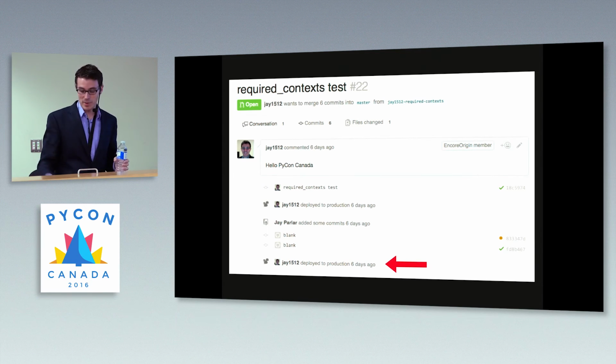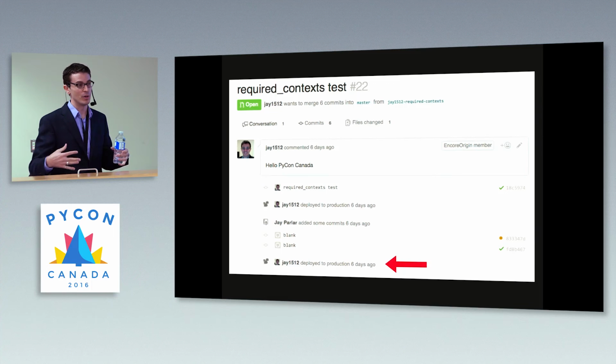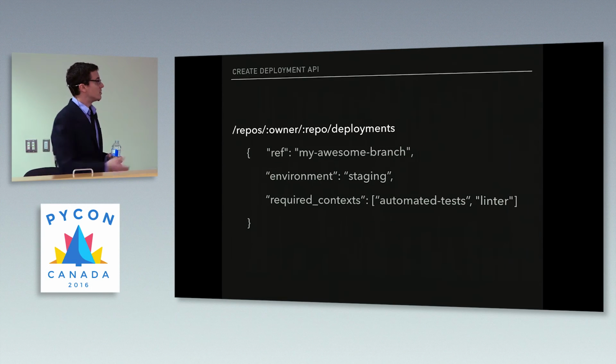So what does the Deployments API actually look like? From the chatbot's point of view, what does a chatbot call out? It's a very simple endpoint.